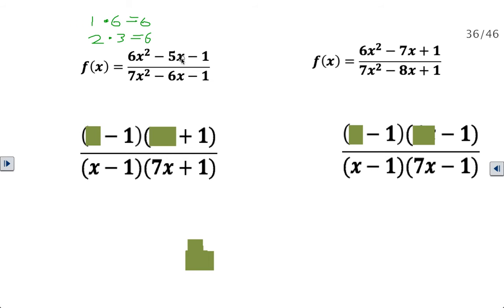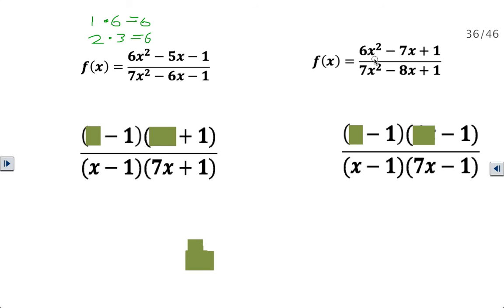And one of your terms needs to be negative and one needs to be positive because of the negative 1 here. So if you had a negative 2 and a positive 3, you wouldn't get a negative 5. If you had a negative 3 and a positive 2, you still wouldn't get negative 5. But if you had a negative 6 and a positive 1, then you would have negative 5 here.